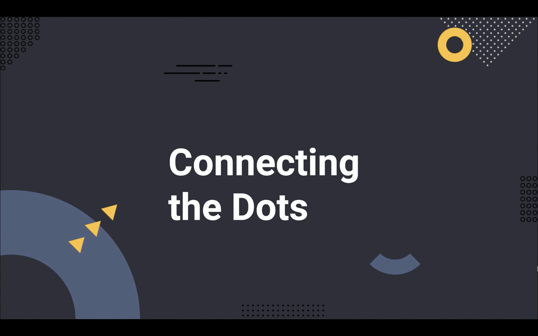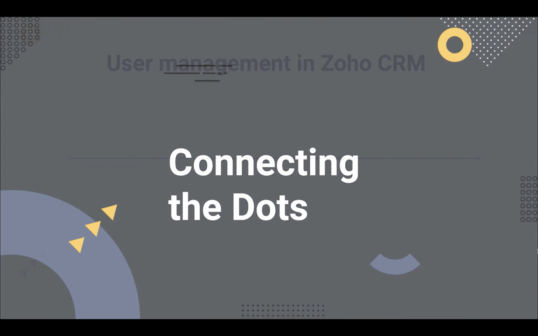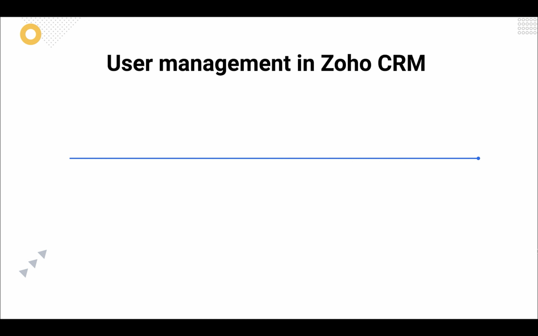It's all about throwing some light on the purpose of every feature with respect to user management to give you some perspective on how each of these features works with each other. So, when you consider user management in Zoho CRM as a subject, as a whole, there is a wide range of topics that form a part of it.